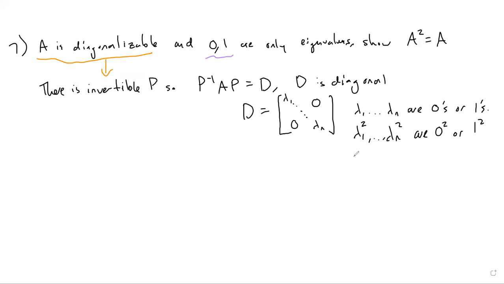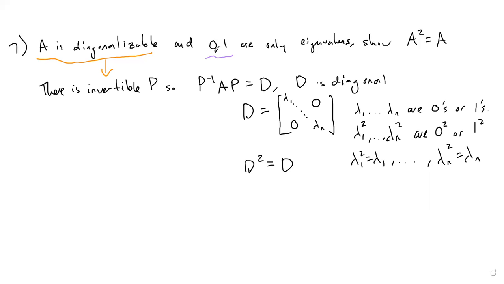So what we actually get is that lambda 1 squared is lambda 1, right? All of them are going to satisfy that: if I square 0, it doesn't change, and if I square 1, it doesn't change. So we have this really nice property that when I square them, they don't change. So actually D squared is D. And that's where we're actually going to be able to get our A worked back in.